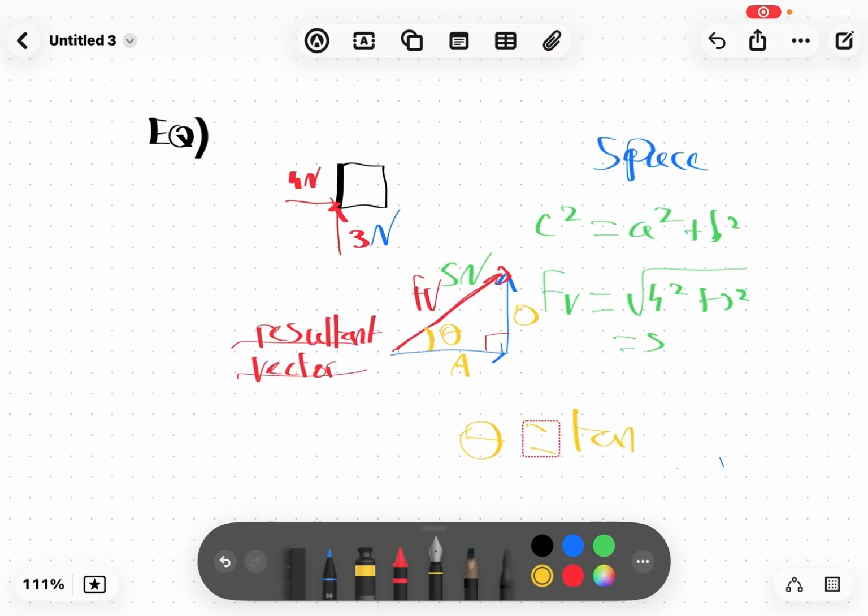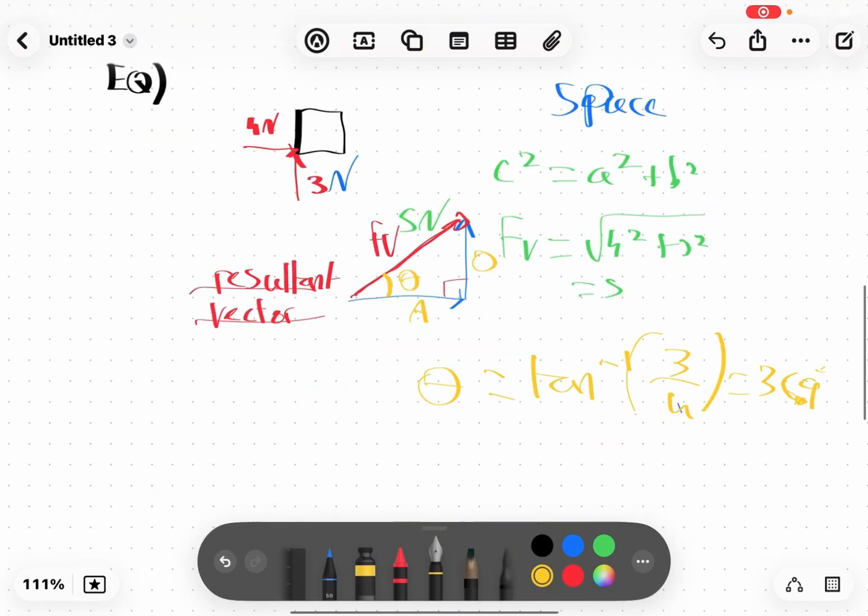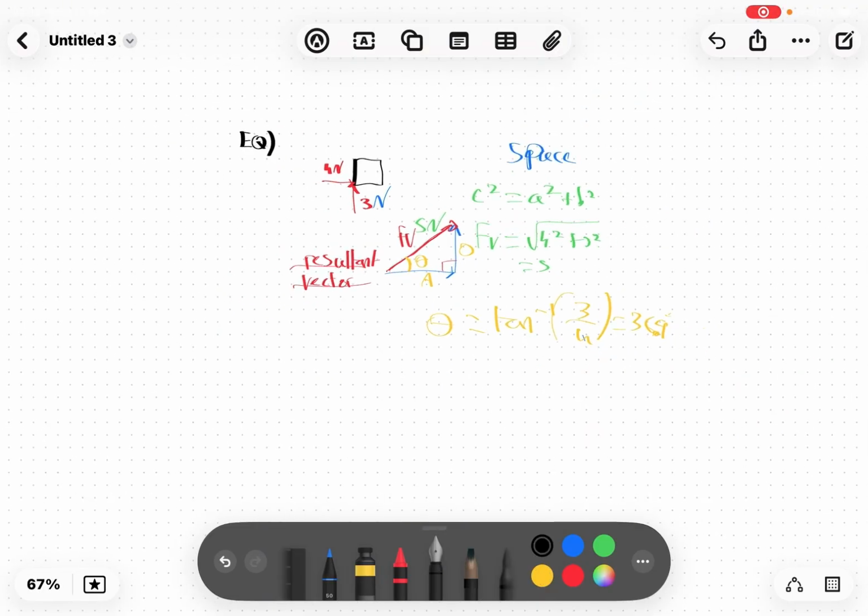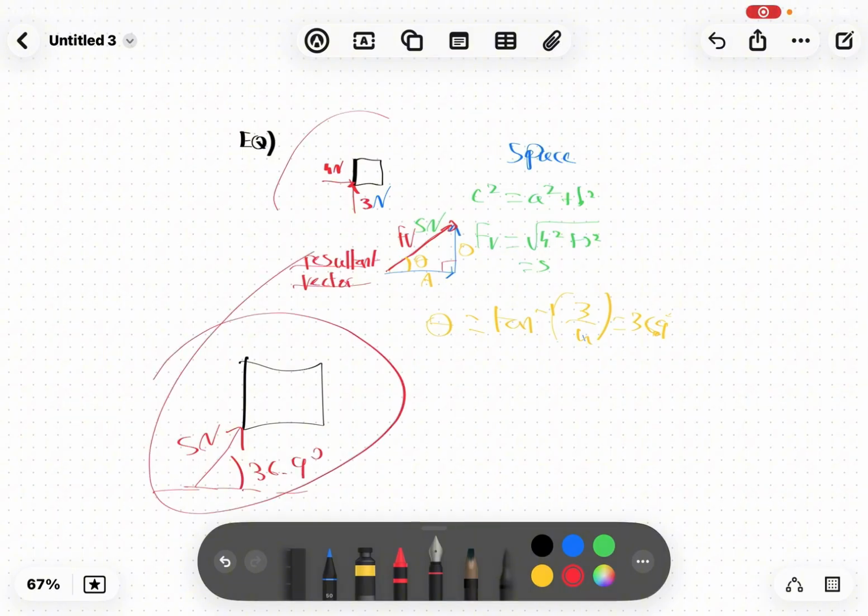So it's the tan inverse of 3/4, which equals 36.9 degrees. So the end result would look like this. Box, our new line, force 5 newtons, and the angle being 36.9. Done. And this is literally the same as this, guys. You just have to remember that.